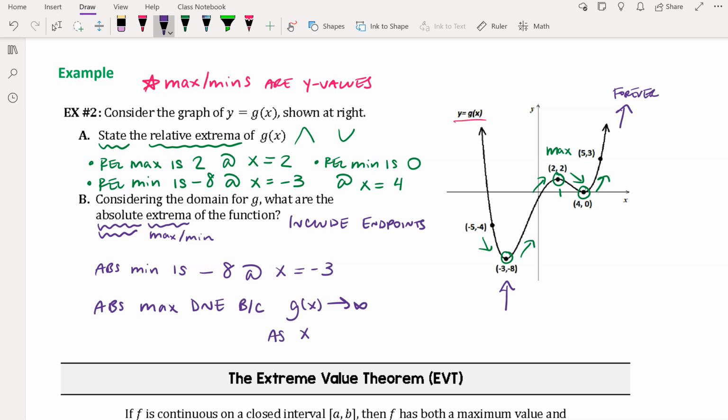As you could say, as x approaches positive or negative infinity. All right, g of x is unbounded, so we don't actually have a high point. We can't reach infinity, so we don't have a high point. All right, y'all, so that's absolute versus relative max and min graphically.